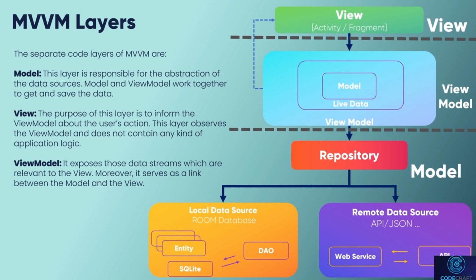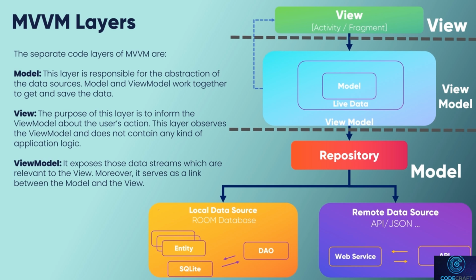The model layer represents the data and business logic of the application. It encapsulates the data and operations that are performed on that data. In Android, the model often consists of data sources such as databases, web services, or repositories that manage data retrieval and storage.